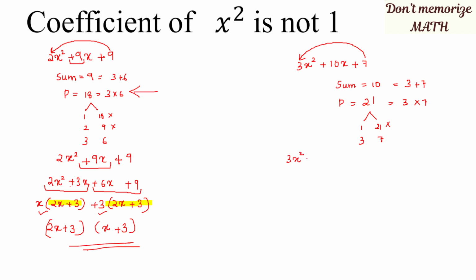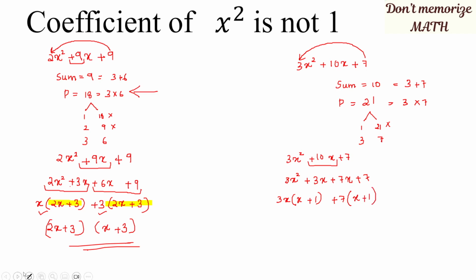So write the same question, 3x square plus 10x plus 7. We are going to split this 10x like 3x plus 7x. So 3x square plus 3x plus 7x plus 7. Now what is common here? The number 3 is common and also x is common. So take 3x outside, only one x is remaining: x plus 1. Here 7x and 7, 7 is common, so take 7 out: x plus 1.